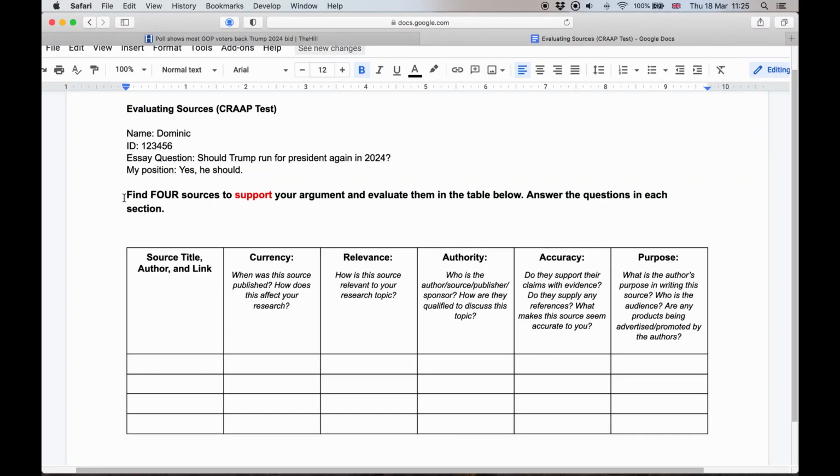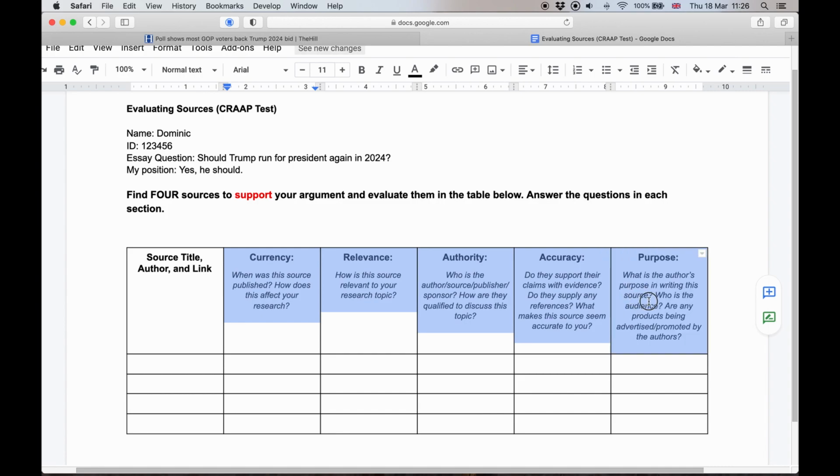In this video, I'll show you an example of a CRAAP test evaluating one of my sources. The question says find 4 to support your argument, so they are on your side, and evaluate them in the table below. So you need to answer the CRAAP test questions for 4 possible sources. In the end, we will only use 2.